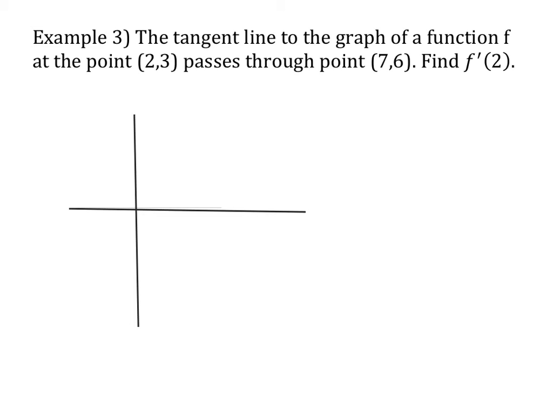So at 2, 3, one, two, 1, 2, 3. That's our tangent line where it meets the curve. And then it passes through 7, 6. 3, 4, 5, 6, 7. 1, 2, 3. So this is the equation of our tangent line. So my curve might actually look something like this. It doesn't really matter. I just know its slope matches the tangent line at that point.